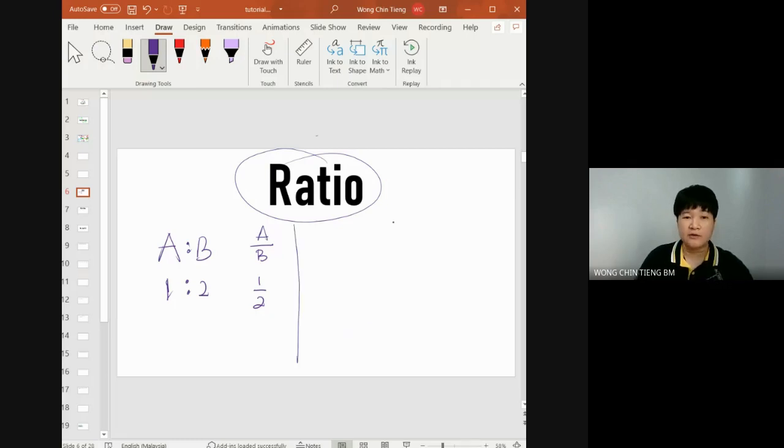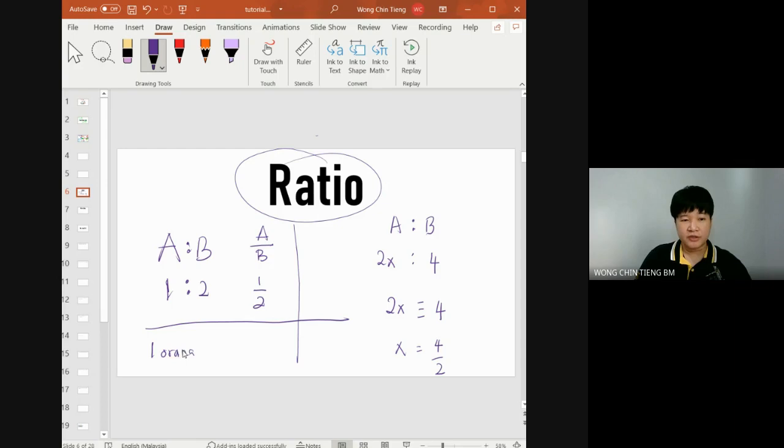If I now tell you A to B, alright, I have 2X equals 4. And I want to find X. So, how do I find X? We know 2X is equal to 4. So, X will be 4 over 2. Right? Okay, this one is settled too. It's just fractions, no ratio involved yet. Next, if I say 1 orange will give you 1 cup of juice. So right now, I have 5 orange. Zul, how many cup of juice?